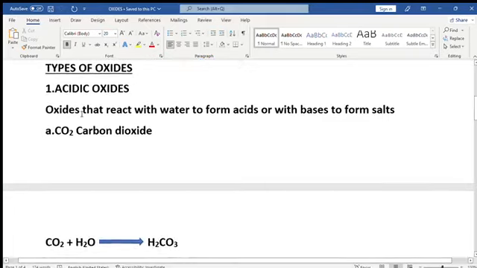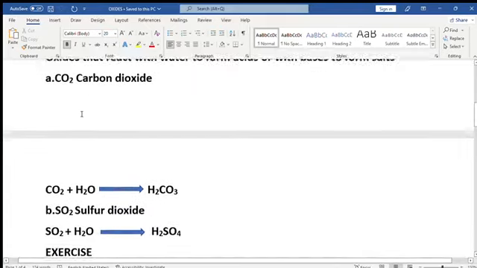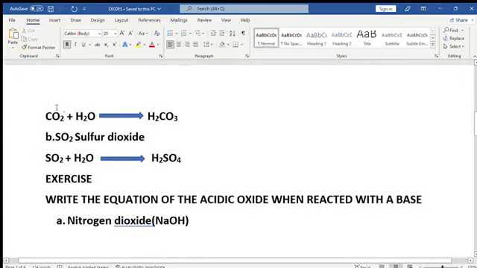The best examples of these acidic oxides are usually non-metals, but we are not saying all non-metal oxides qualify to be acidic oxides. For example, carbon dioxide is an acidic oxide from the non-metals. Looking at an equation of how it would look when it is dissolved in water, because we've said it can dissolve in water and produce an acid: if we dissolve carbon dioxide in water, what we are getting is an acid called carbonic acid, which is H2CO3. So this is how an equation can be shown of how it can react with water and produce an acid.